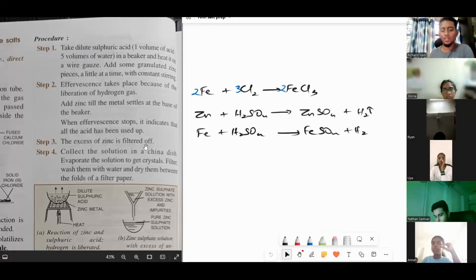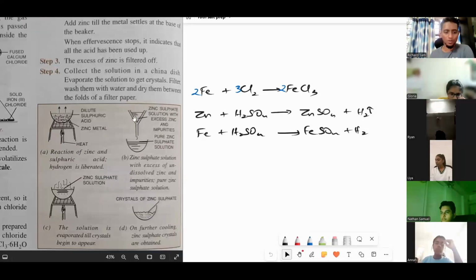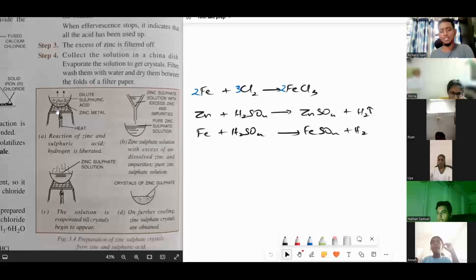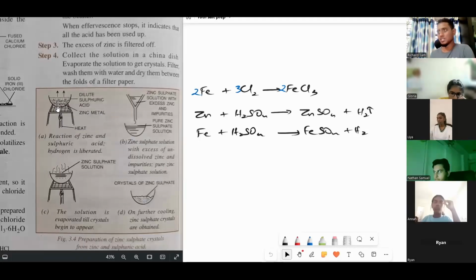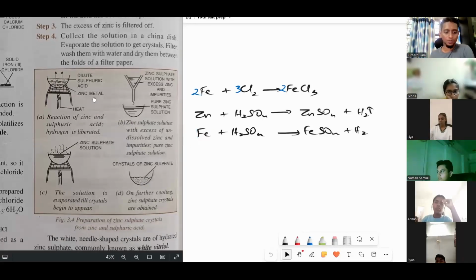The excess of zinc is filtered off. Okay, so once that zinc is settled down, then you filter out the zinc because there's not supposed to be any zinc remaining in the products. It's supposed to all have converted into zinc sulfate. Then collect the solution in a china dish. Use a filter paper. Okay, wash them and dry them in between with folds of filter paper. So quite simple reaction. Just keep adding zinc little by little till all the zinc has reacted with the sulfuric acid. Same thing for iron also you have to do.